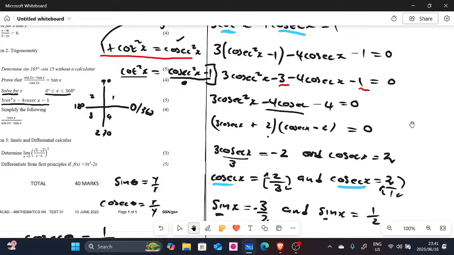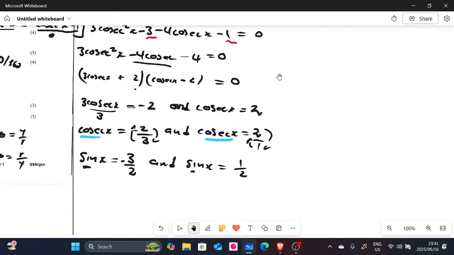Here's how I'm going to double check. I'm going to write this here. I have 3 cosec x plus 2, multiplied by cosec x minus 2. There we go, right?